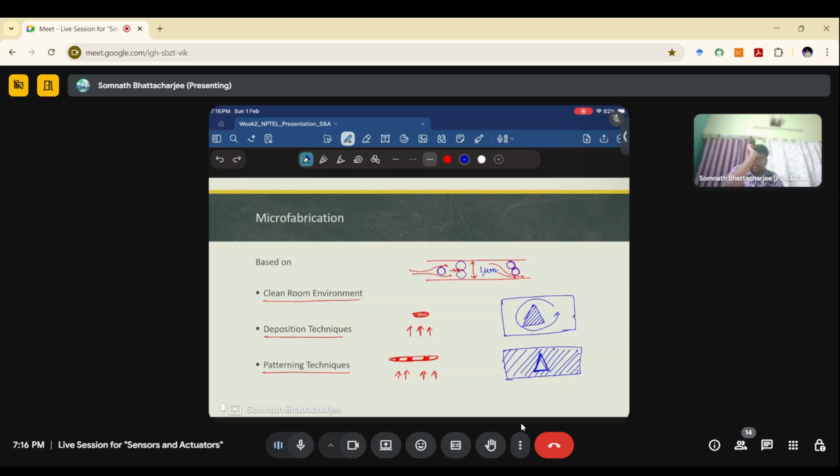It also depends on that as well. So the main factor is what kind of structure we are making, what kind of patterns we intend to use, and if there are sharp edges as well. So this is also a main factor.